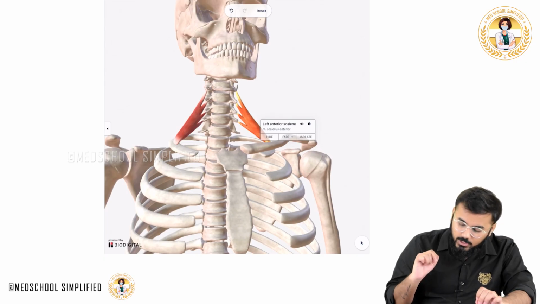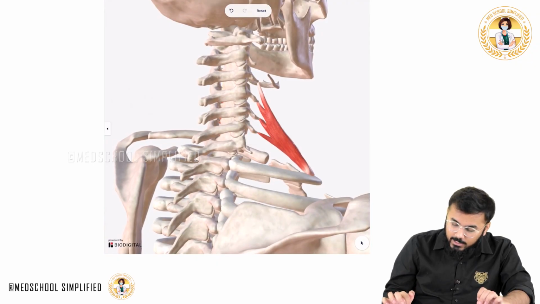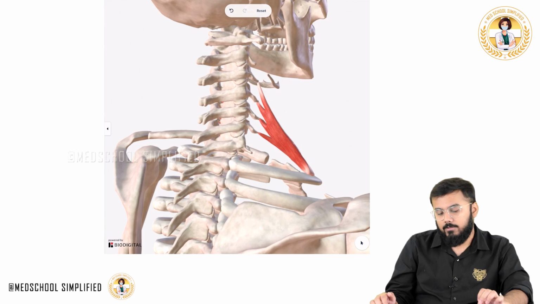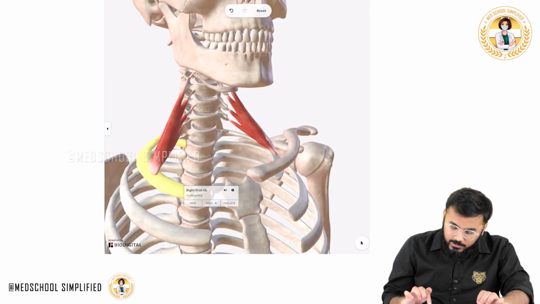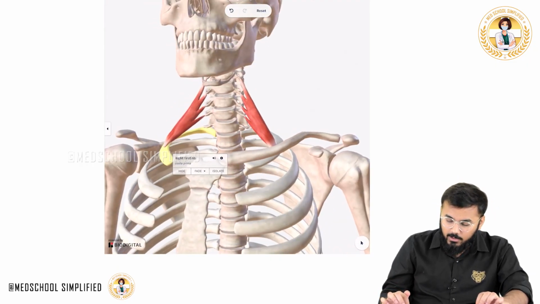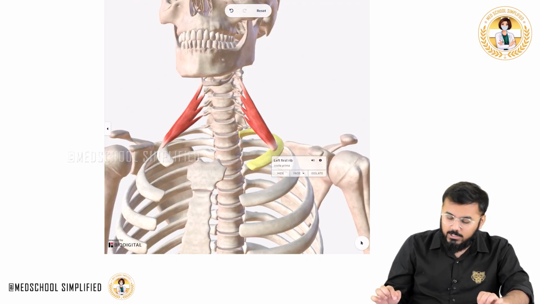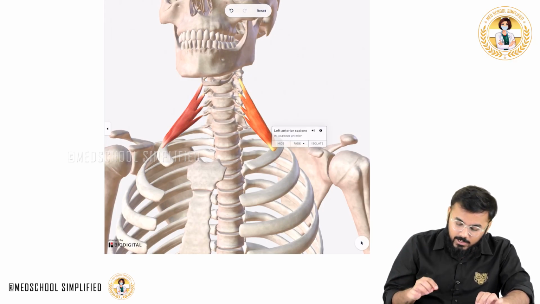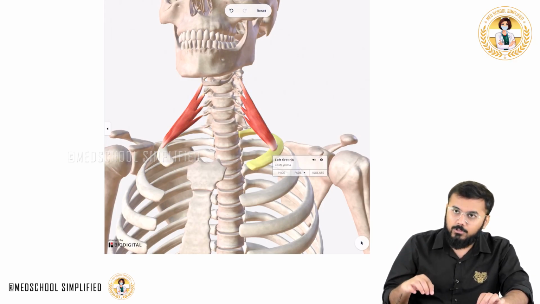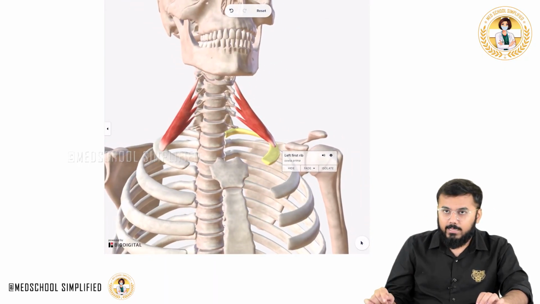So this is your anterior scalene. Where is it attached? From the transverse processes of C3, C4, C5, and all the way down to the first rib. You see this is the right first rib. Now I will remove this clavicle and you can see the left first rib also. This is the right anterior scalene, this is the left anterior scalene, attached to the right and left first rib.